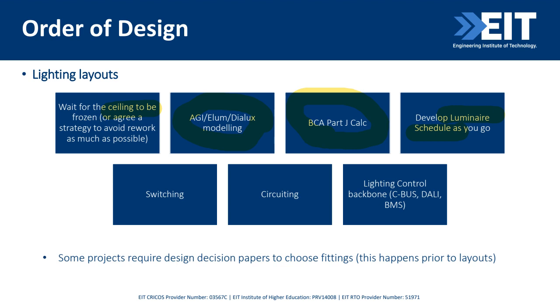Lastly, we'll circuit and switch our lights. So how are the lights controlled? That's known as switching. And where are they powered from? And that's your circuiting. Now for lighting control, you could use various types. It could be manual, it could be smart, Bluetooth. We also use things that we call C-Bus, which is your backbone style, or DALI. So often your lighting layout, depending on the complexity of your project, might be fairly detailed.